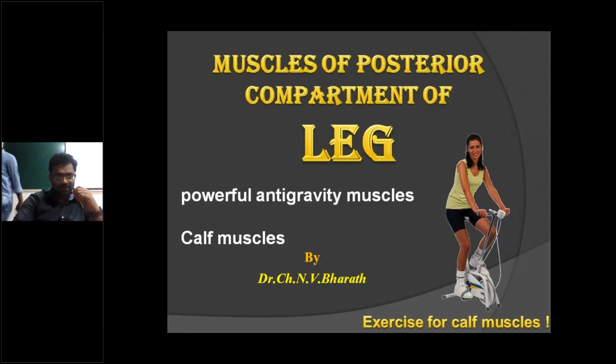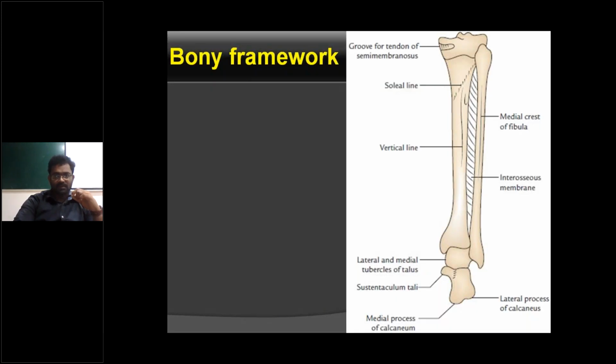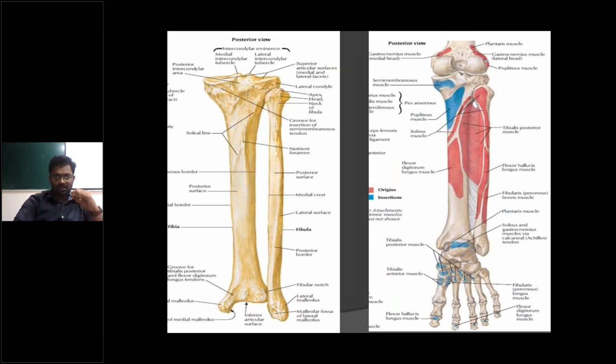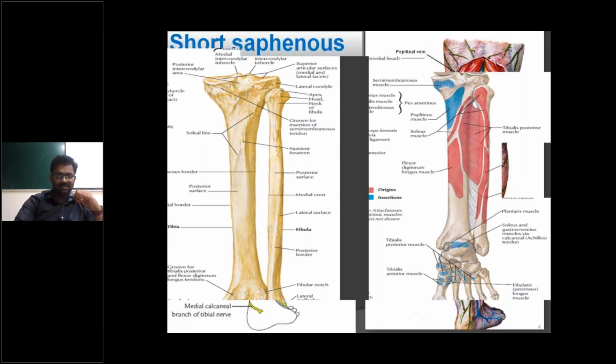So yesterday we covered the posterior compartment of the leg. Quickly revising the posterior compartment of the leg: this bony framework is formed by the tibia and fibula and the posterior surface of the calcaneum and talus. You can remember this line, this is called the soleal line. Below the soleal line, this vertical line divides the medial and lateral areas, right?